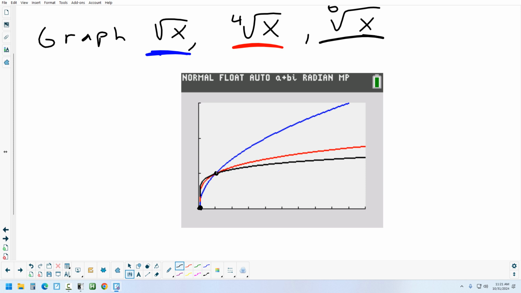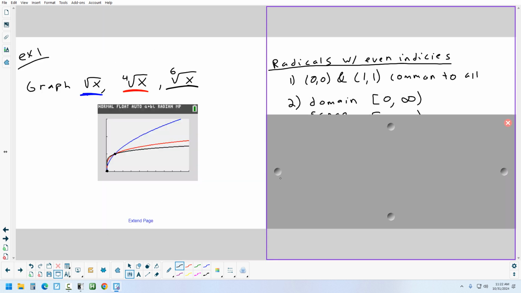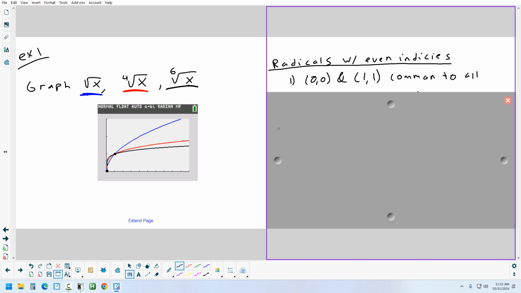Now, which root is the highest one? Which root is the one that's on top? So the square root, the 4th root, or the 6th root? The square root. So the blue one is always on top of the other ones. Not always. The 6th root starts out on top. So the behavior of all the roots switches at that point. So let's start to write that down and see how we can describe that. With even indices, the 2 points that we just found are common to all of them.